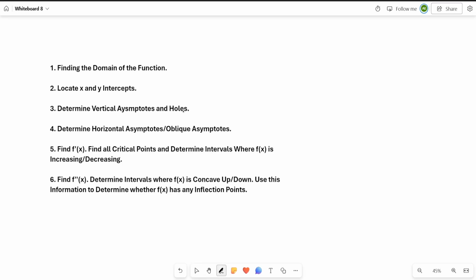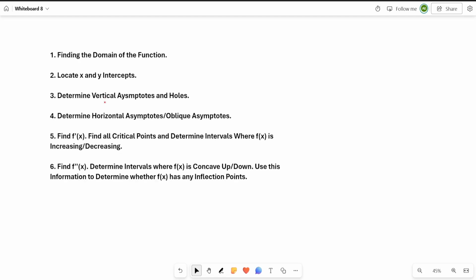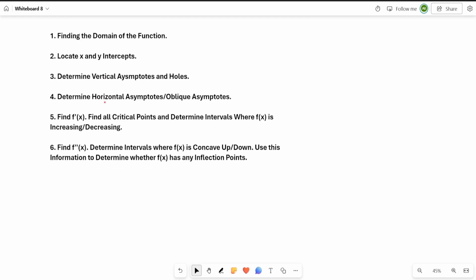corner. I went through the first 2 steps over here, finding the domain of a function and locating x and y intercept. In this video, we're going to be focusing on determining vertical asymptotes and holes. So first of all, before knowing how to determine them, we need to understand what is a vertical asymptote.